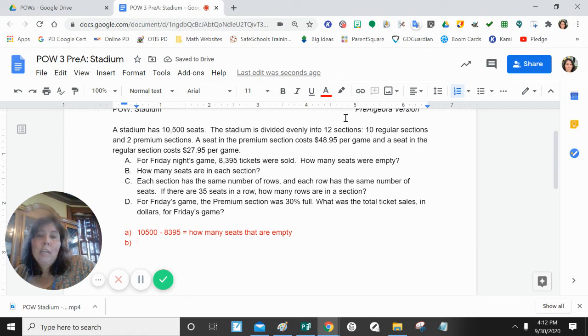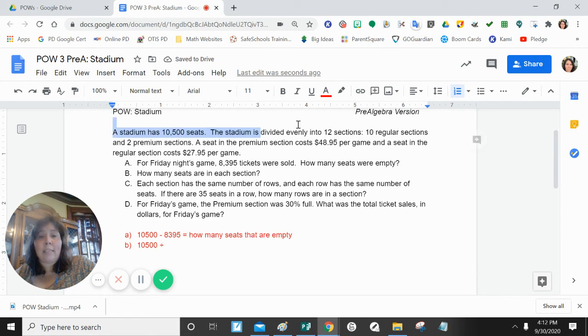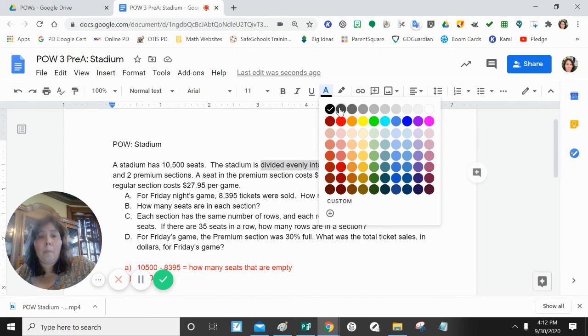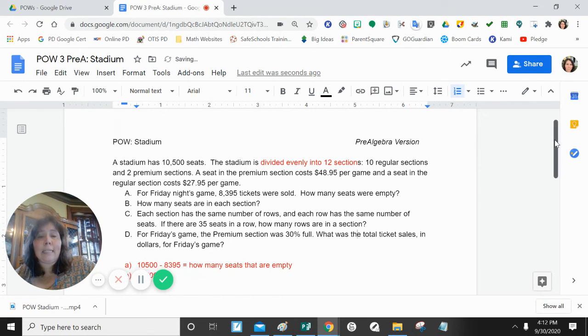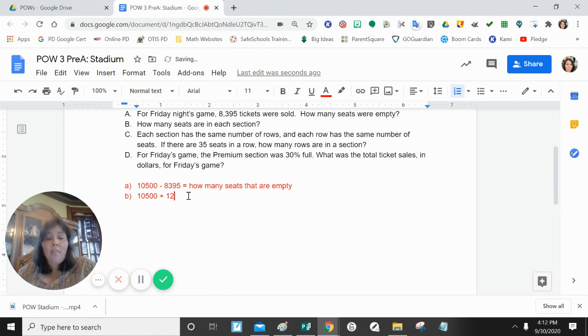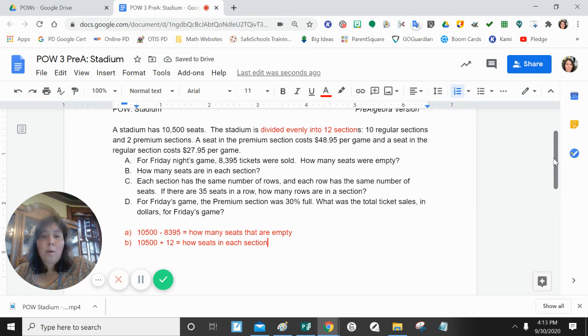For part B, you need to figure out how many seats are in each section. Well, again, our stadium holds 10,500 seats. And our stadium has 12 sections. So if it's broken up evenly into 12 sections according to the word problem, then I can take the number of seats in the stadium and divide it by 12. That will give me how many seats are in each section. Okay? And this is an important bit of information because you're going to need part B to answer the question in part D.